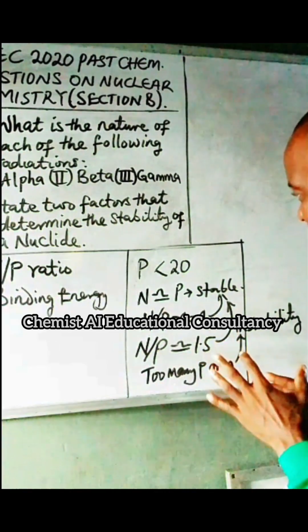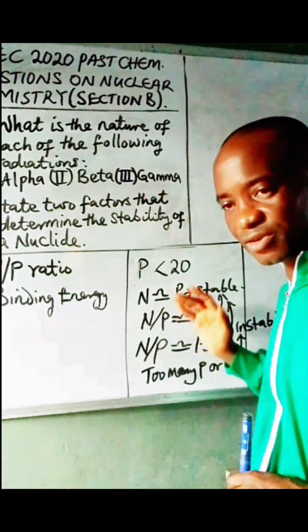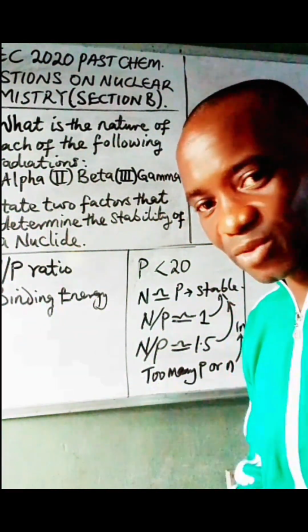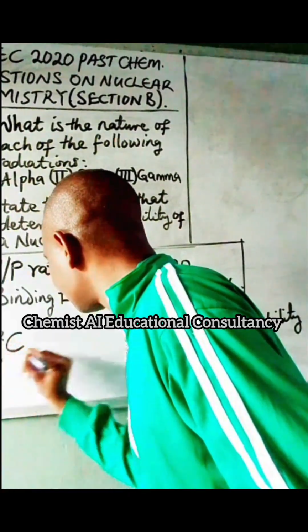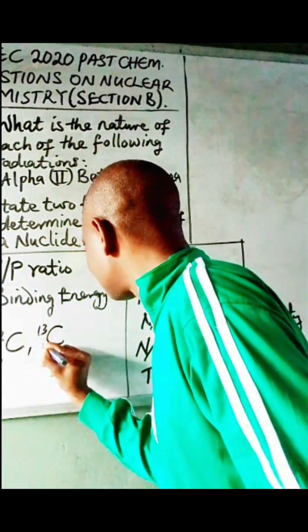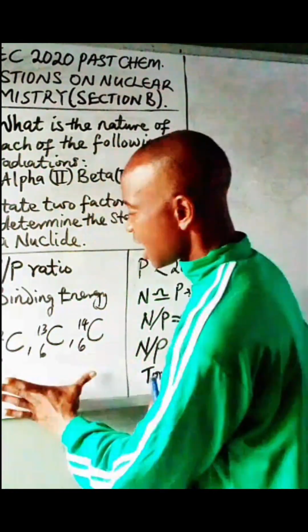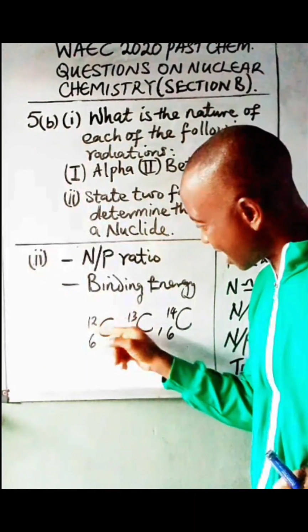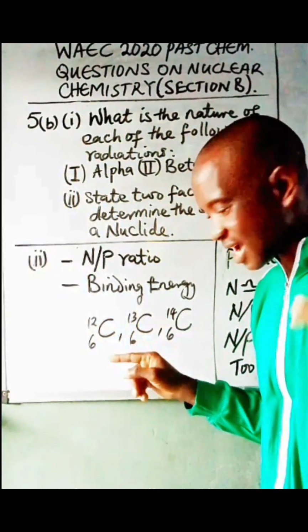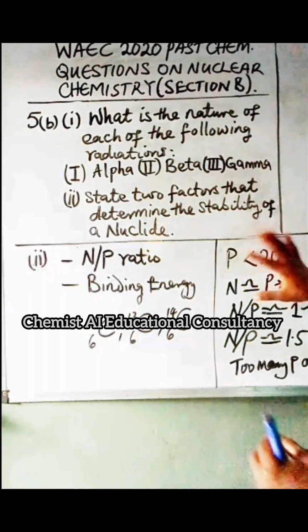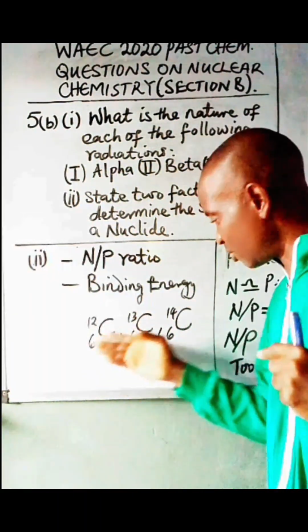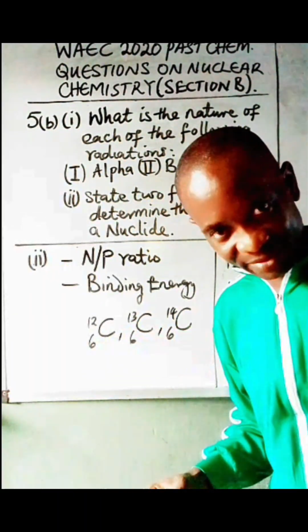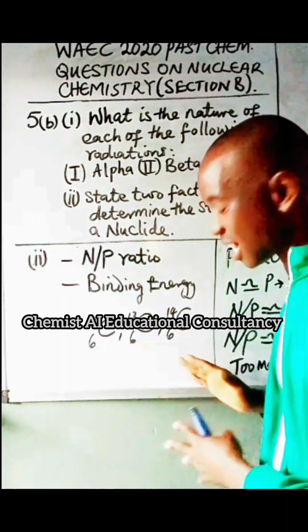Now I will give you an assignment. Using neutron-to-proton ratio, which of these is the most stable nuclide? Carbon 12, carbon 13, and carbon 14. Is it carbon 12, carbon 13, or carbon 14? You know, from the mass, you know how many protons and neutrons. Just do the ratio and find out the most stable and the least stable, or the one that is radioactive.